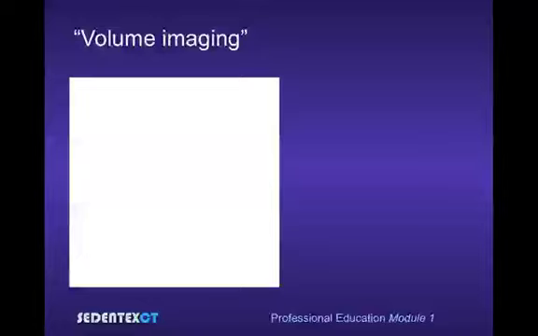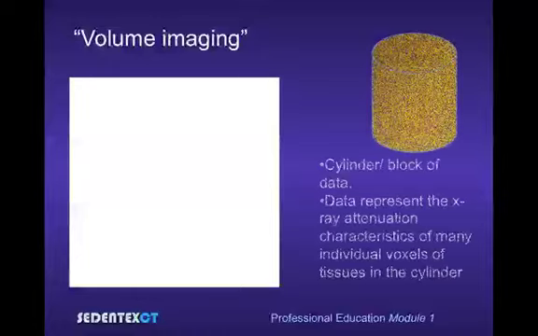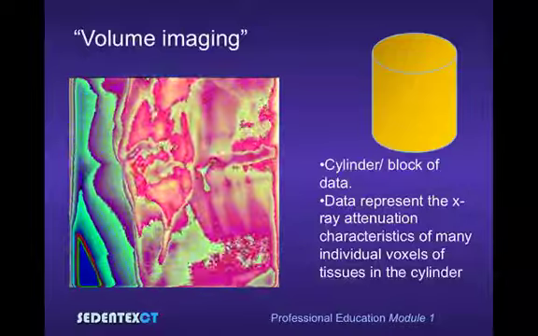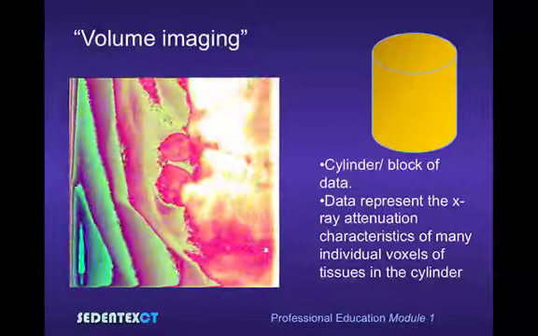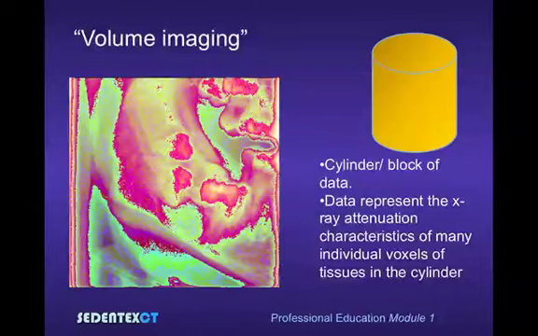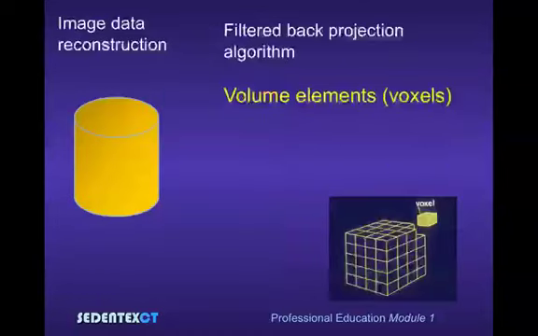As the X-ray beam rotates around the patient, we end up with a cylinder or block of data. These data represent the X-ray attenuation characteristics of many individual voxels of tissues that lie within the cylinder. These image data must then be reconstructed using a filtered back projection algorithm so that we have accurate density information for each of the volume elements.